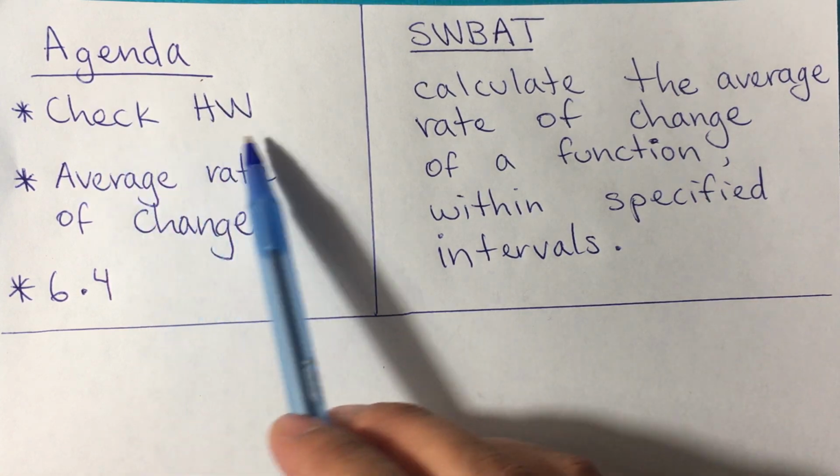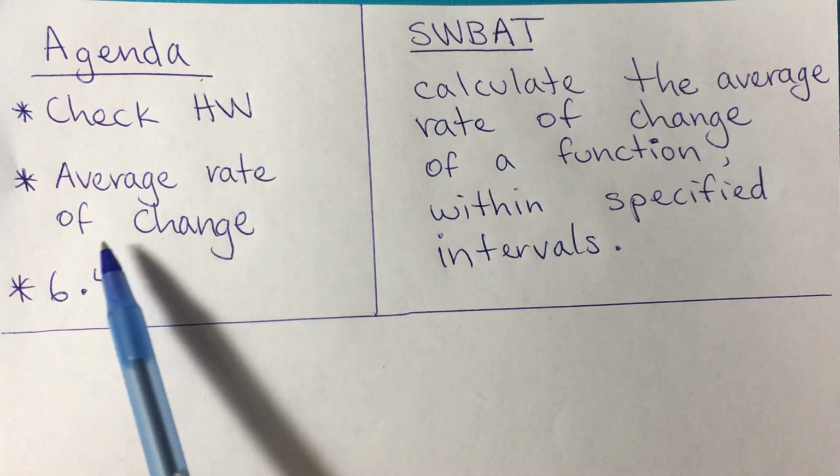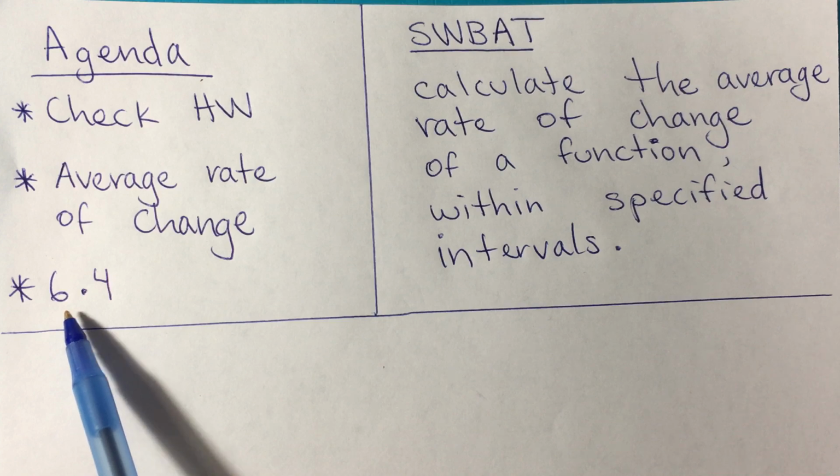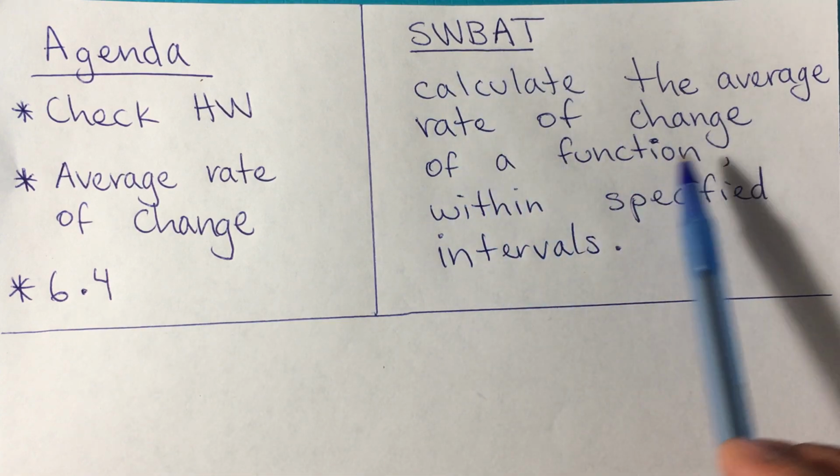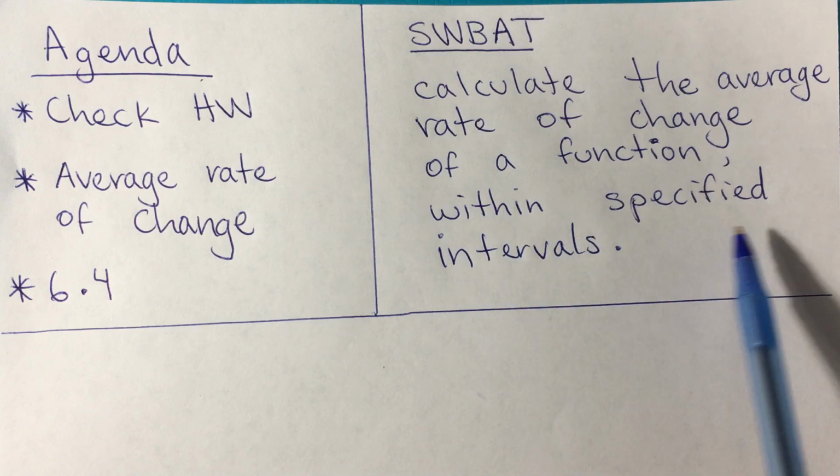Students, today's agenda is to check homework. We'll be learning about average rate of change, and you will be able to do 6.4. Today, students will be able to calculate the average rate of change of a function within specified intervals.